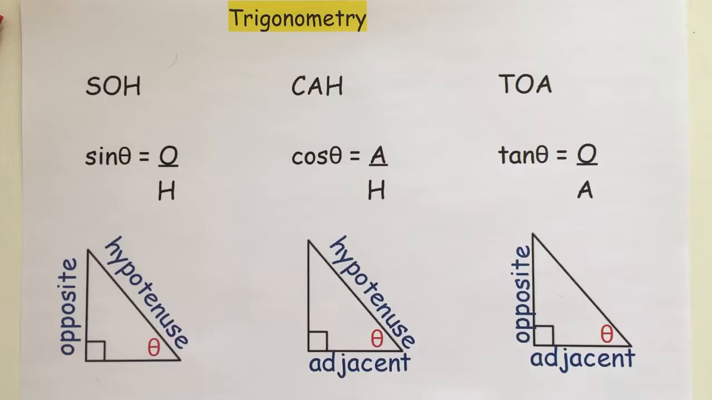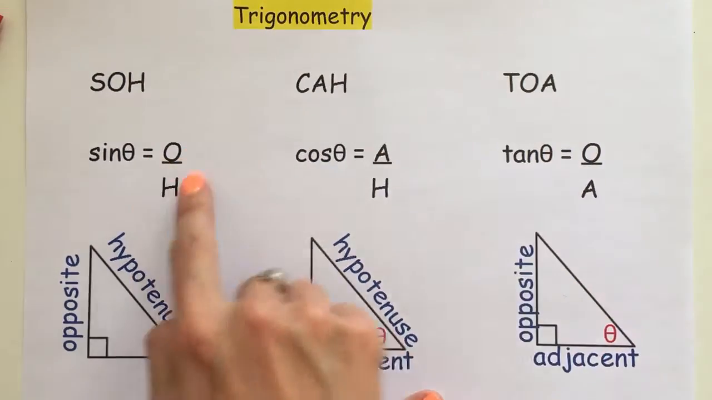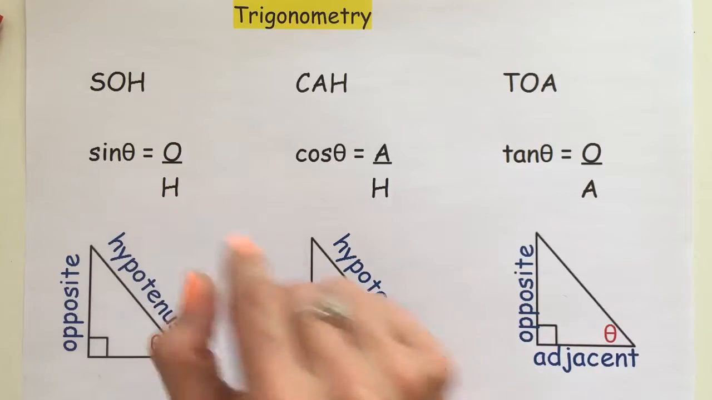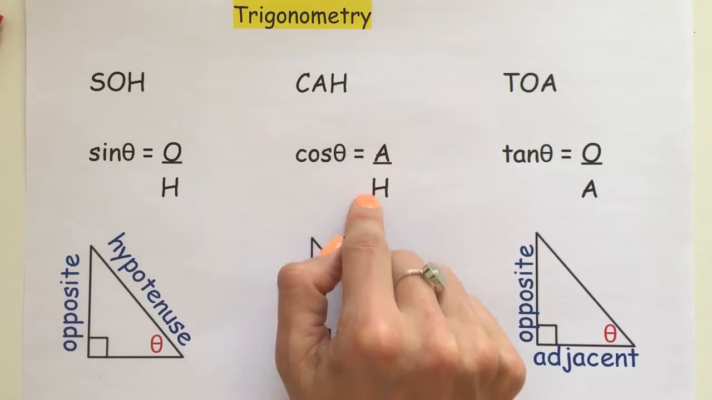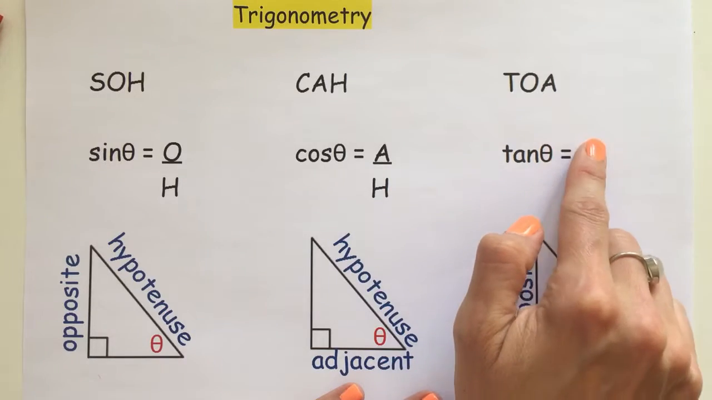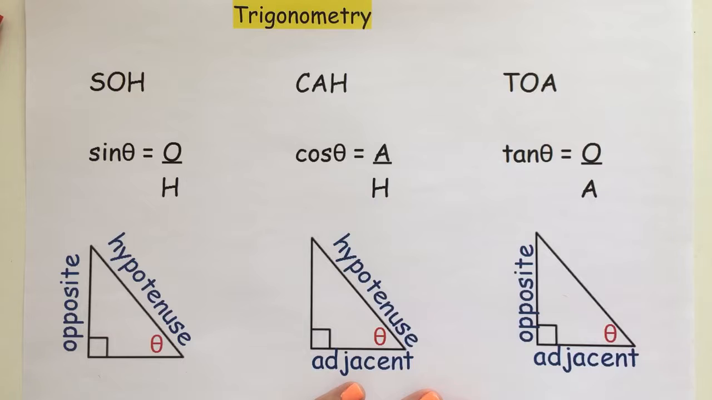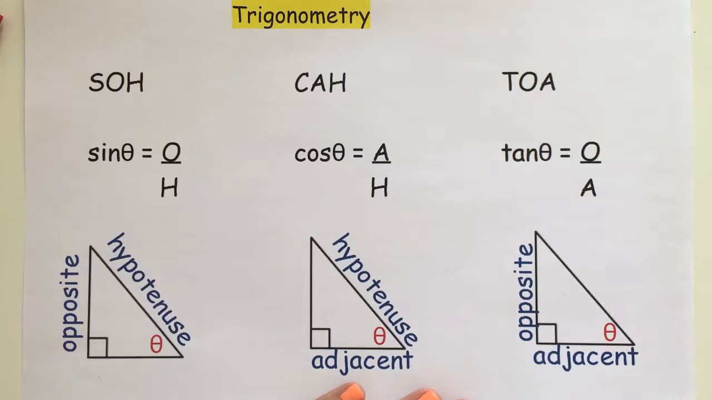This video is going to look at trig ratios and basically when to use them. Now we have three trig ratios. Sin theta equals O over H, cos theta equals A over H, and tan theta equals O over A. Now you have to remember all these three formulas for the exam. They're not going to be given to you, so you're going to need to remember them.